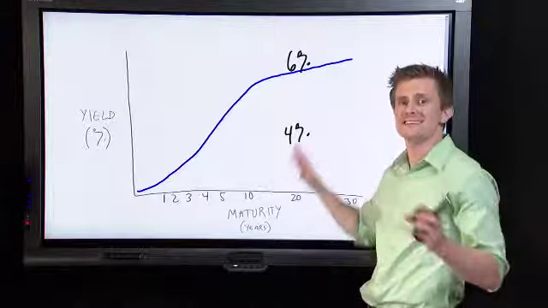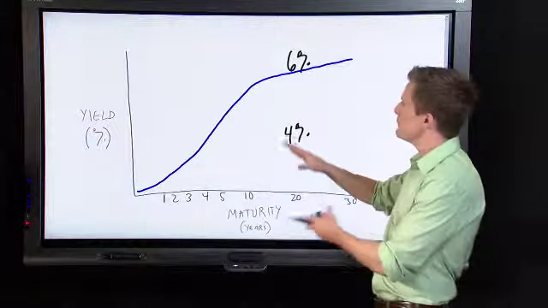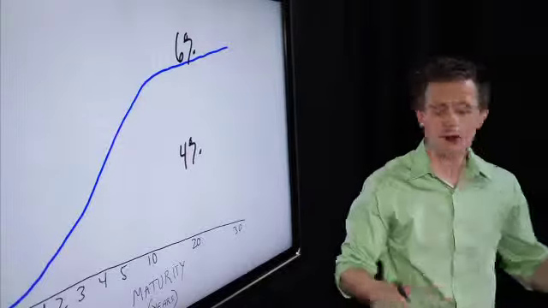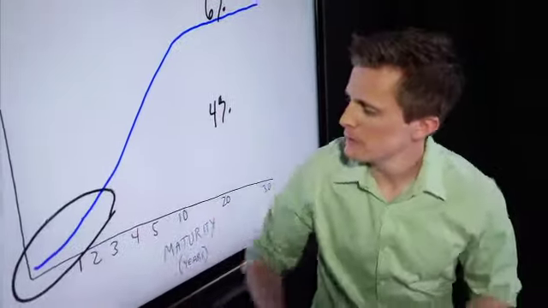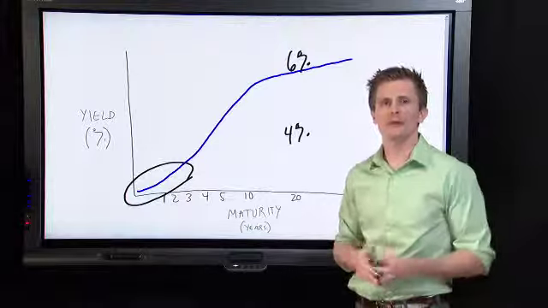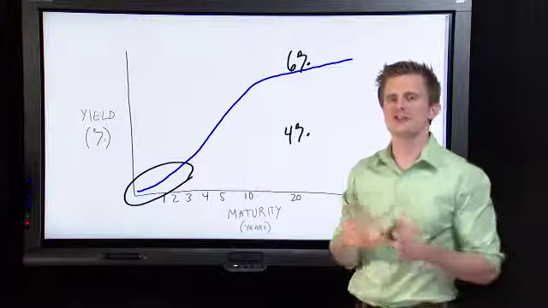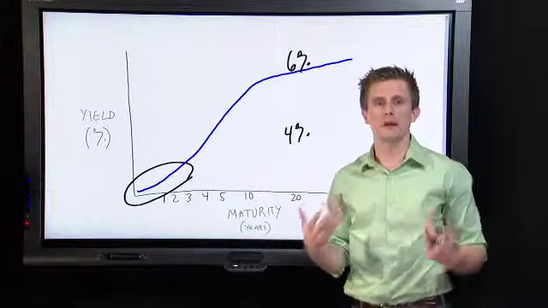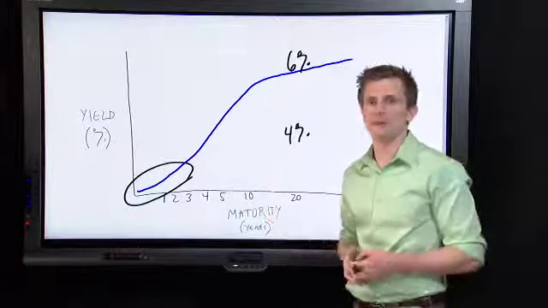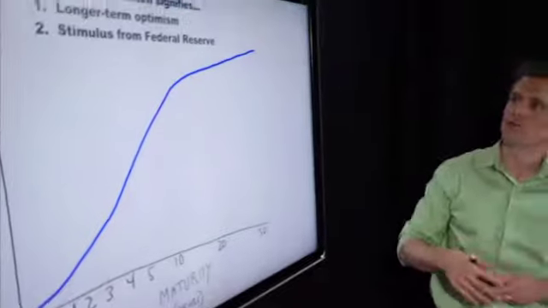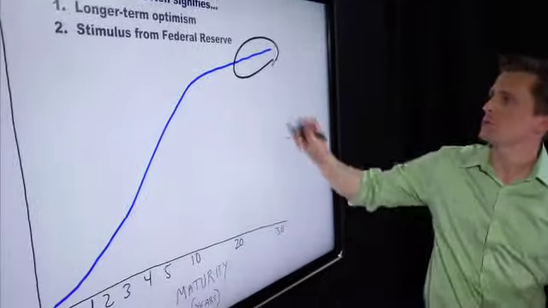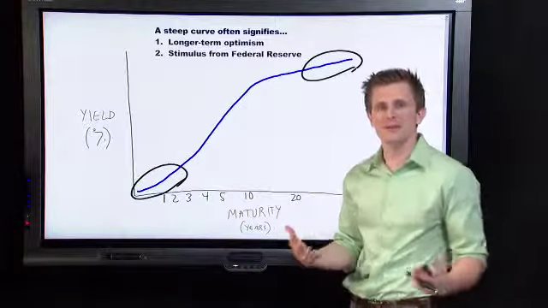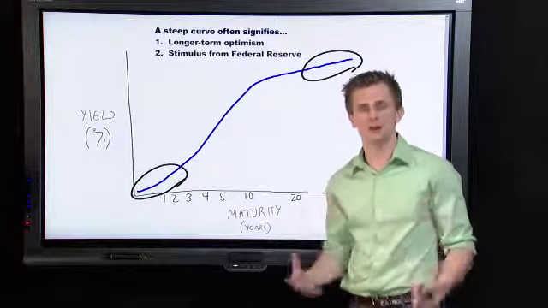And so for this reason, a steep yield curve often indicates that people expect that over the long term, the economy is going to improve quite a bit. It also indicates that in the short term, yields are low. In other words, the Federal Reserve, which is the nation's central bank, has set a policy making it easy for people to borrow money because it wants to stimulate the economy. So for this reason, a steep curve often signifies longer-term optimism along with shorter-term stimulus from the Fed. In other words, it's trying to stimulate the economy by keeping interest rates low.